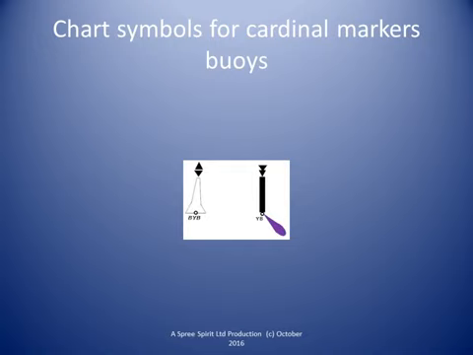Chart symbols for cardinal buoys tell us whether the buoy carries a light or not. This slide shows on the left a buoy with no light. The chart symbol on the right with the magenta plume shows a buoy with a light. Let us take a look at how the lights on cardinal buoys flash. First thing, cardinal buoys have a white light.